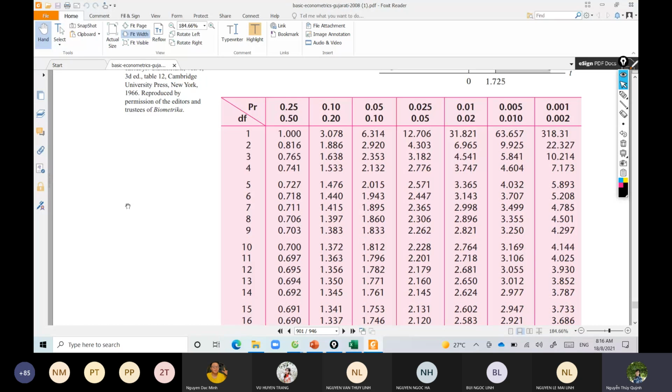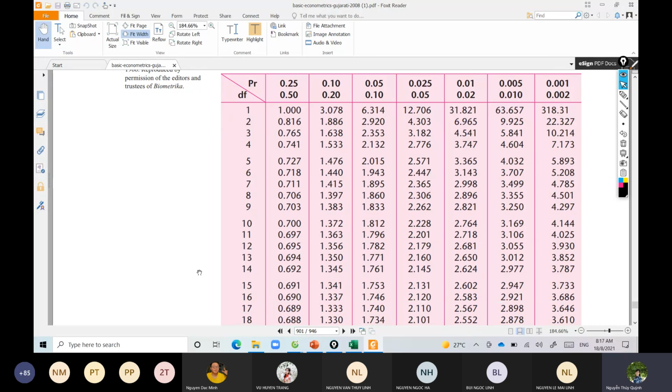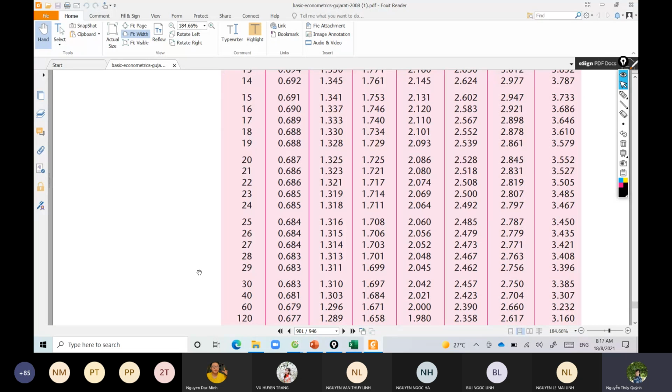What is the degree of freedom of the t distribution in this case? 35. N minus 1. We have n minus 1, and we have n equal to 36. Then the degree of freedom is 35. Okay, but we do not have 35 here, so we will take the average between 30 and 40.